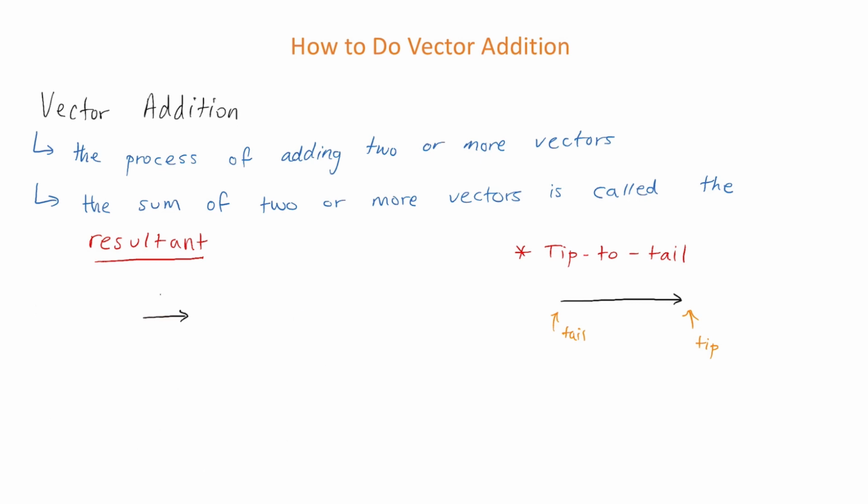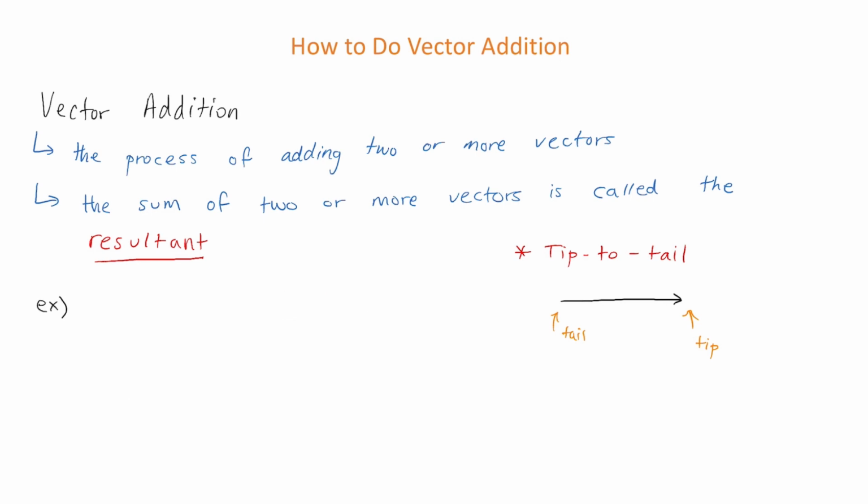Well, what about if the vectors are not in the same direction? So here we have vector A, which is pointed to the right, and we have vector B, which is pointed to the left. And I want you to add them together. And don't worry, because absolutely nothing changes. We still align the vectors tip to tail, and then we draw the resultant from the tail of the first vector to the tip of the second vector.